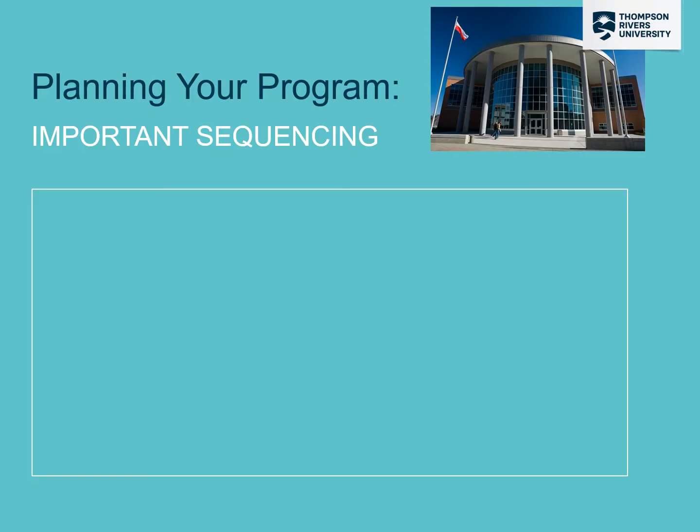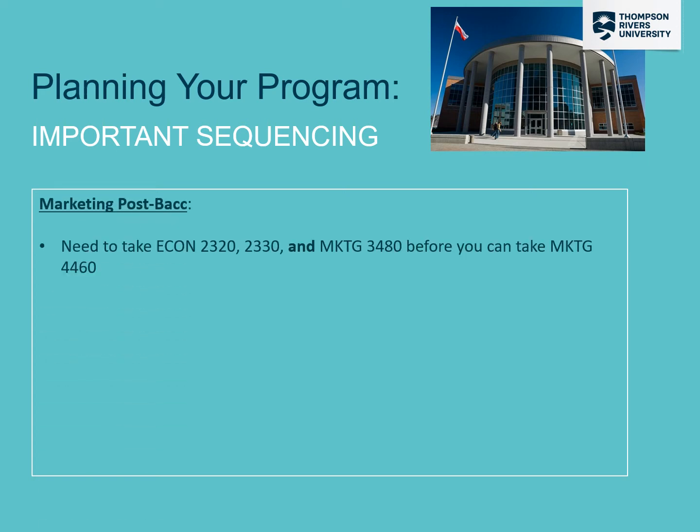When you're planning your program, please be aware of important sequencing. For example, in the Marketing Postbac program, you need to take Econ 2320 Stats 1 before you can take Stats 2. And you need to take Stats 2 before you can take Marketing 3480, and Marketing 3480 needs to be completed before Marketing 4460. So as you can see, there are 4 semesters here that you will need to plan accordingly in order to proceed through your program.